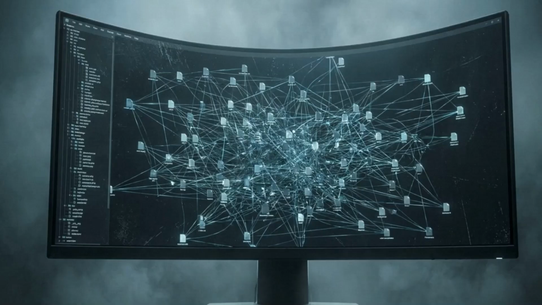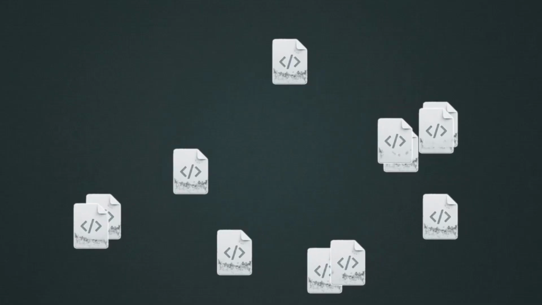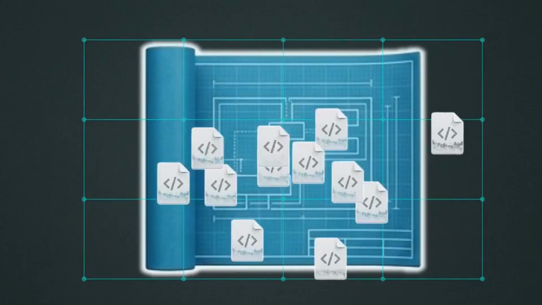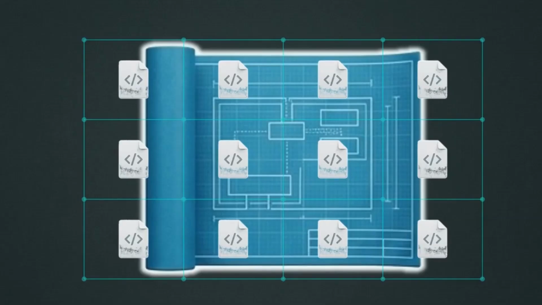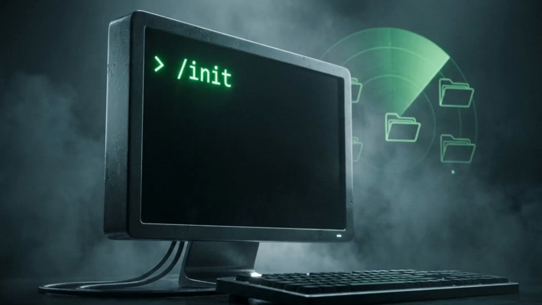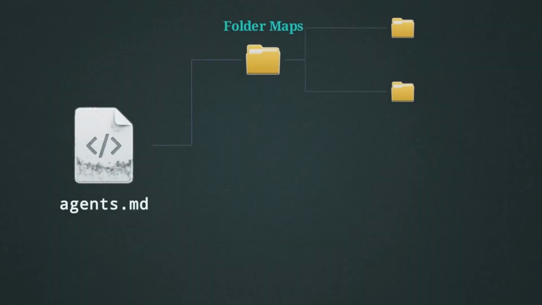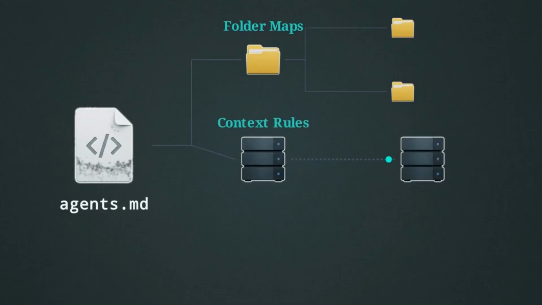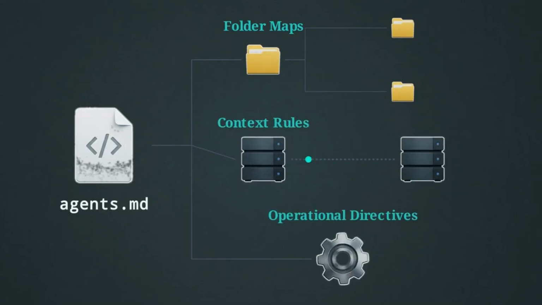Scaling this level of automation up creates a new challenge, keeping the agent consistently aligned with a project's unique architecture when navigating hundreds of individual files. This alignment is governed by a file called agents.md. You generate it automatically by running the /init command, which forces OpenCode to scan your existing repository and document its structure. This file holds your project's folder maps, the context rules for how data flows between them, and the core operational directives for the agent itself.